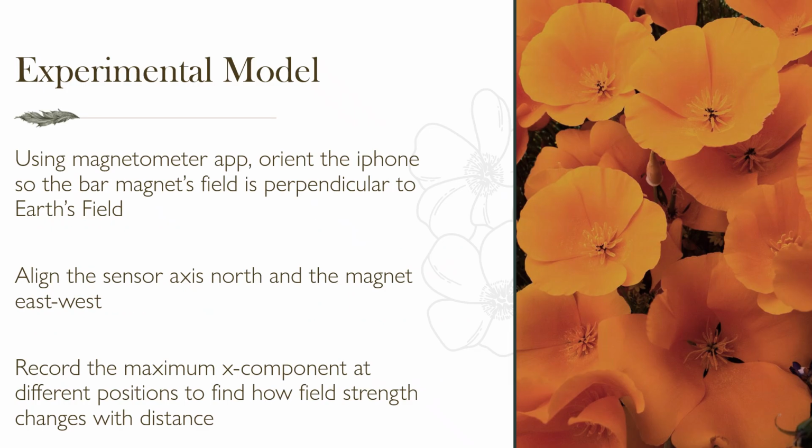So essentially, our experimental model is we were going to take the magnetometer app on the iPhone and then orient the iPhone so that the bar magnet's field is perpendicular to Earth's field. This way we are aligned on true north, and we know that Earth's magnetic field won't throw off our measurements. So basically the sensor axis is north and the magnet is east and west, and then we record the maximum x component on the magnetic sphere on the magnetometer app at different positions relative to the iPhone via the bar magnet to find how the field strength changes with distance.